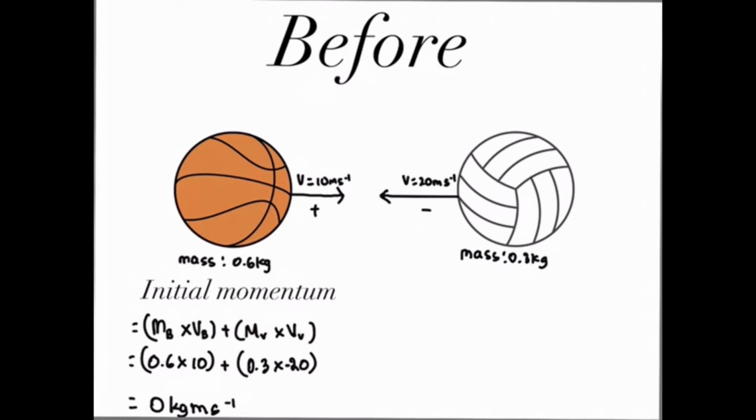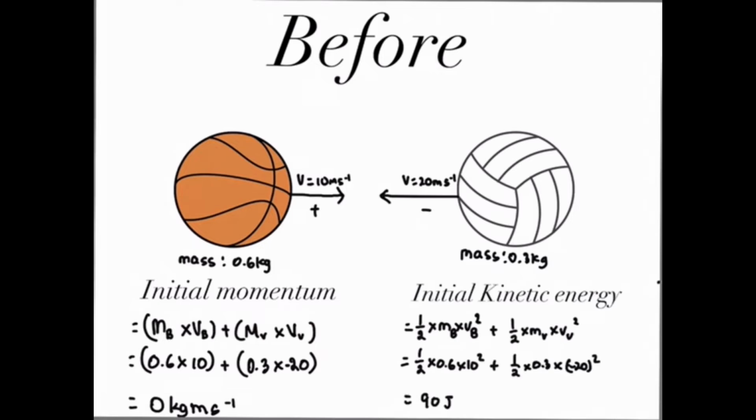And so how do we also calculate the kinetic energy? So there is 1/2 times the mass of the basketball times the speed of the basketball squared plus 1/2 of the mass of the volleyball times the speed of the volleyball squared. And there we got 19 joules for the initial kinetic energy.